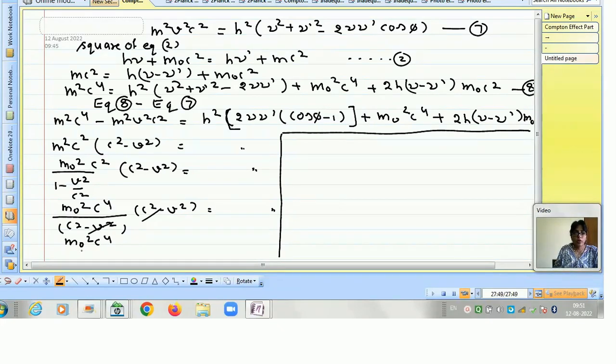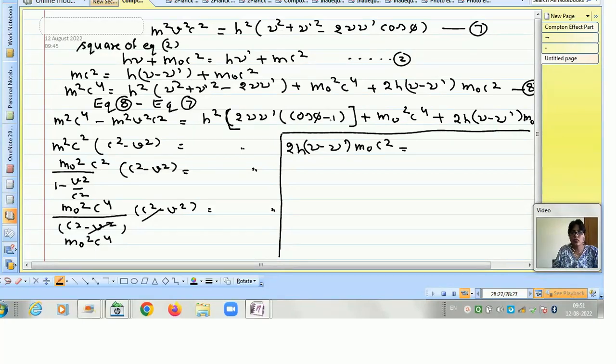This m naught squared c to the power 4 is equal to all these terms, and so m naught squared c to the power 4 gets cancelled with this term, and we are left with 0 on the left hand side, and on the right hand side the first term and the second term. So now this will be 2h (nu minus nu dash) into m naught c square, this term is equal to minus of this term, because we will transfer this term to the left hand side.